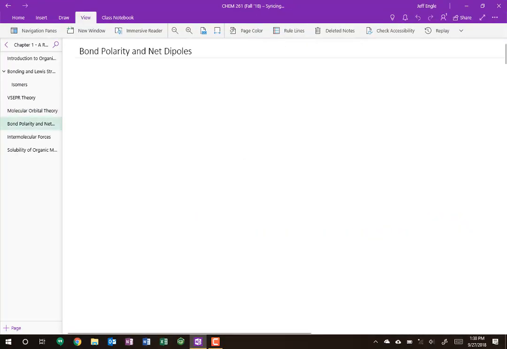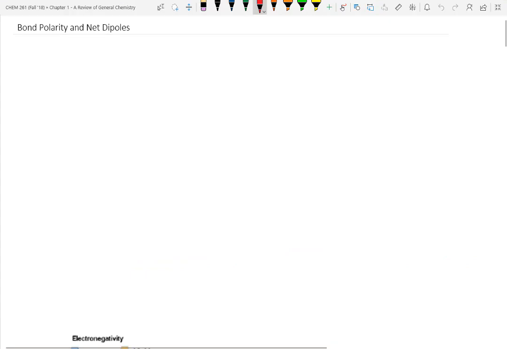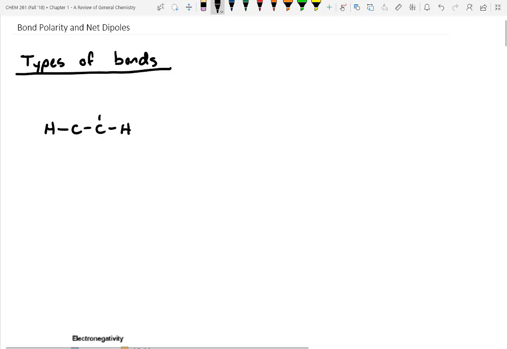All right, next topic for review is bond polarity and net dipole. So let's take a look at a handful of examples. Let's do types of bonds, and I'm going to just do super generic types. The first one, if we look at it, is going to be ethane. It's one of the components of natural gas. Do you think this is going to be a polar molecule or a nonpolar molecule? Nonpolar. Carbon-hydrogen bonds are pretty nonpolar. They have very similar electronegativities. So this would be nonpolar covalent.